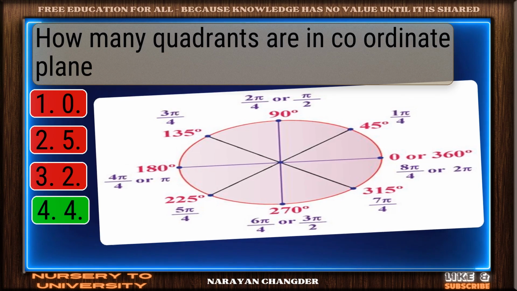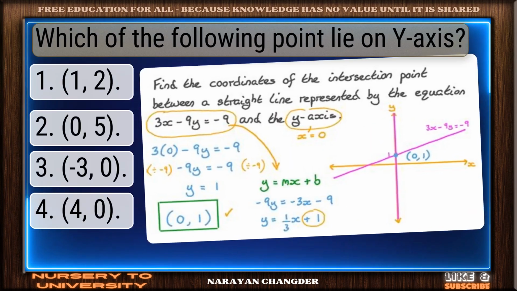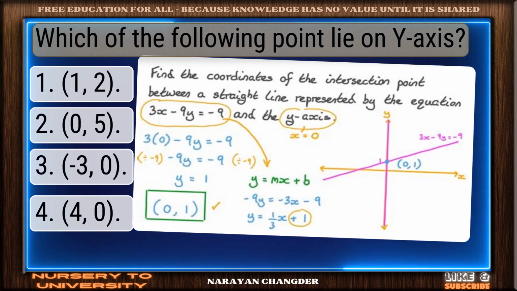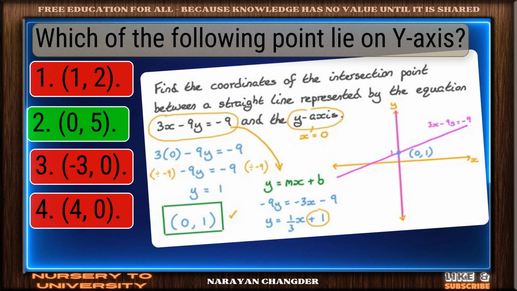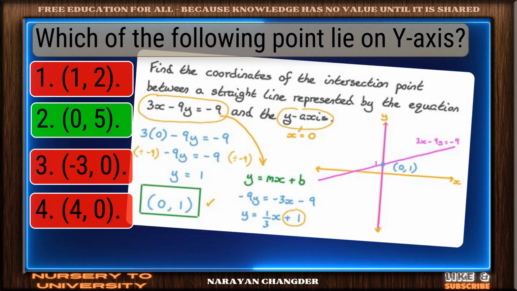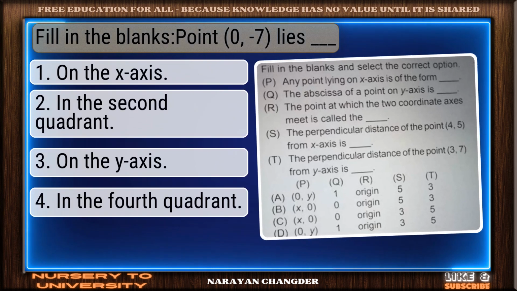Strong choice. 4 is the right answer. Question number 146. Which of the following points lie on the y-axis? Well reasoned, is the correct choice. Question number 147. Fill in the blanks.